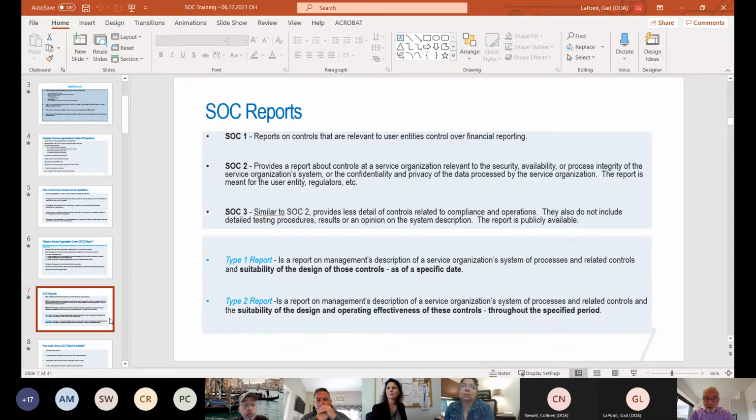You will see the SOC 1 and SOC 2s fairly frequently. The type 1 report is when they have not done testing of the controls. They're really just looking at the design and the suitability of the design of those controls as of a specific date. The type 2 report, which is what we generally are looking for and is the preferred, is when the auditors are not only looking at the design of the controls, but are also doing tests of the controls during the audit period to make sure that they were actually operational and working effectively during the year.